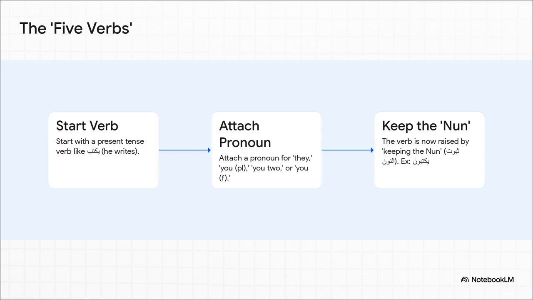Okay, this leads us to something called the 5 verbs. Now, don't let that name intimidate you. It's not as complicated as it sounds. It's really just a special group that's formed when you take a present tense verb and attach one of these 5 specific pronouns you see here, and look at what happens. Instead of that oon ending, the verb is now raised by keeping that final n sound, the nun. You see it in all the examples, yaktubun, taktuban.